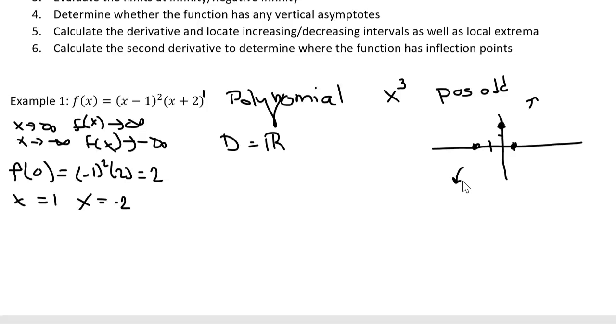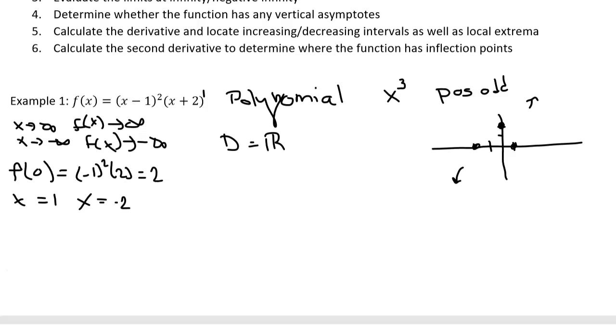Next, I'm going to evaluate the limits at infinity and negative infinity, which I've actually technically already done up here when I talked about the end behavior. So we can skip that step. We're going to determine if it has any vertical asymptotes. It doesn't because it's a polynomial. Then we're going to calculate the derivative and locate the increasing, decreasing intervals as well as the extrema.